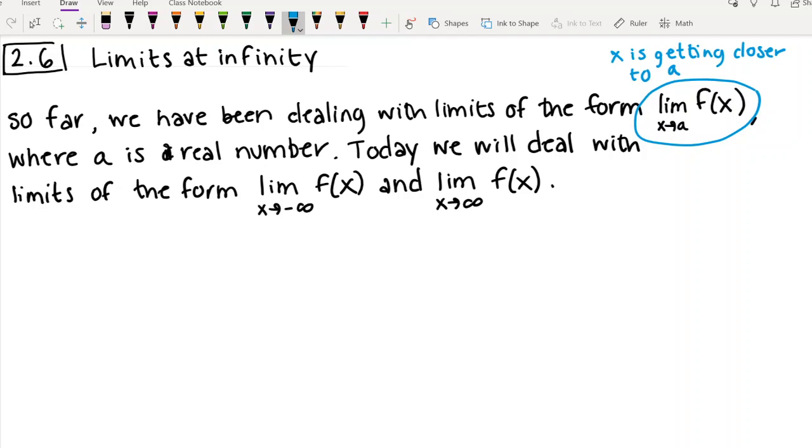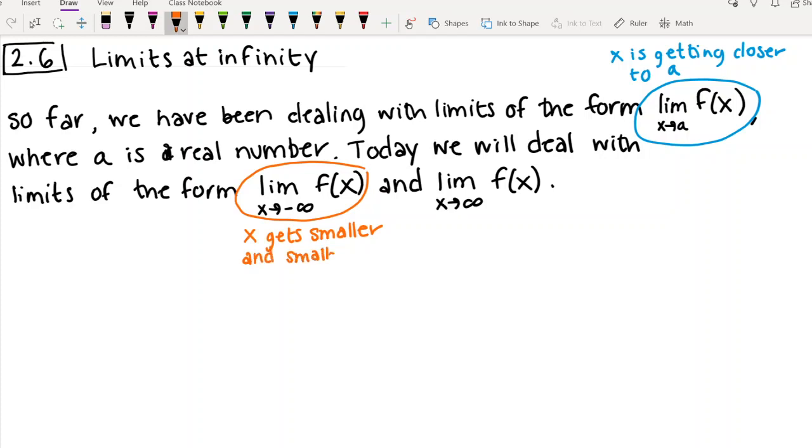So when you're doing limits as x approaches negative infinity or positive infinity, it doesn't really make sense to say x is getting closer to negative infinity, because negative infinity is not a number. So really what's happening when we're dealing with these limits is we're looking at what happens as x gets, so if we're looking at negative infinity, we're thinking about what happens as x gets smaller and smaller.